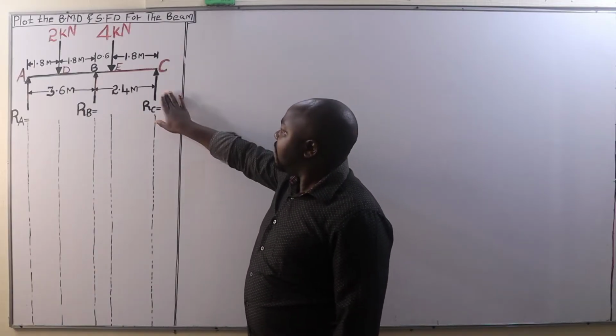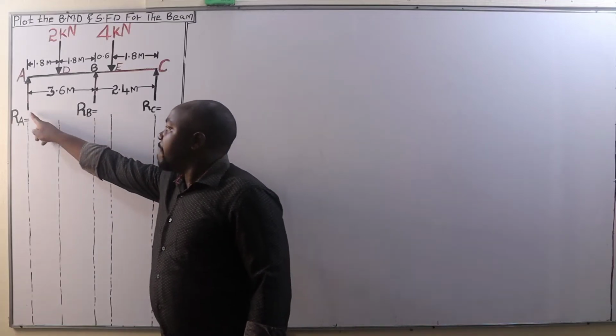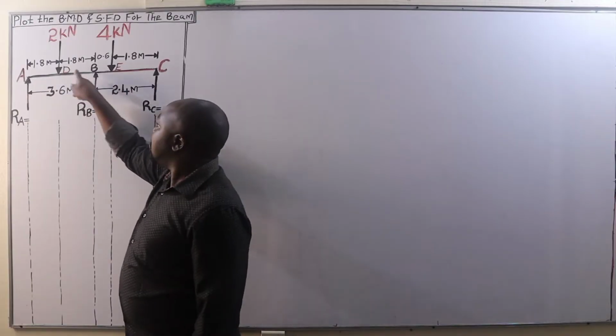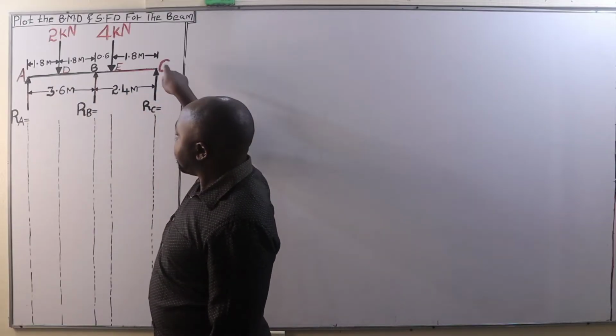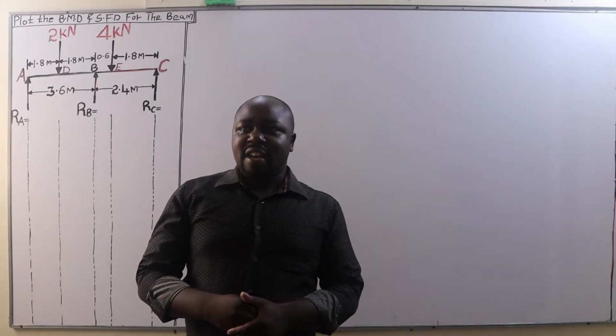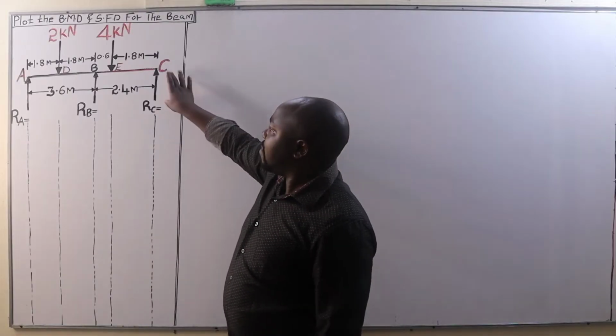Now, the beam shown in the figure below is a continuous beam and it is being supported by three supports. We have support A, support B, as well as support C. So, ladies and gentlemen, join me as we go step by step to solve the problem that we have here.